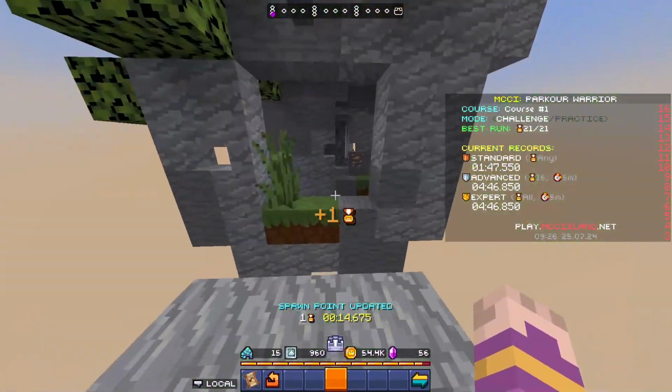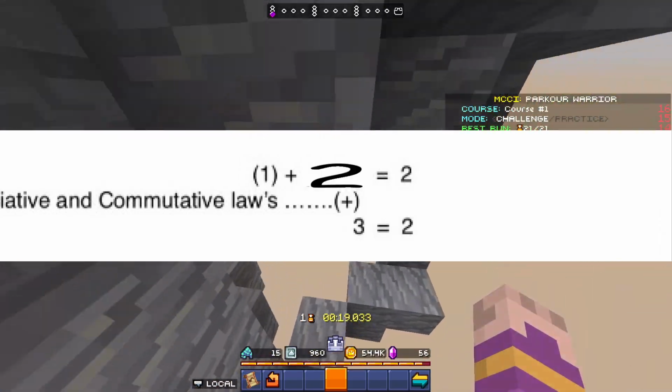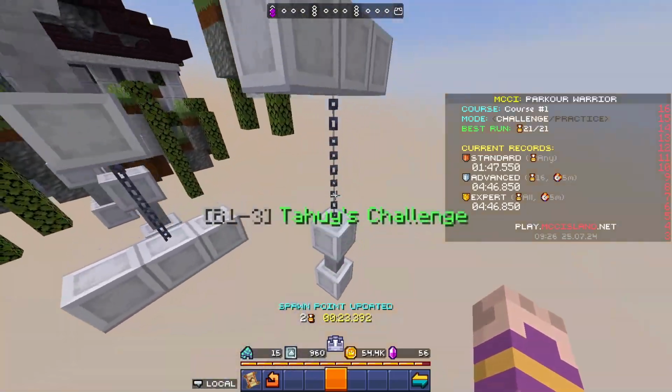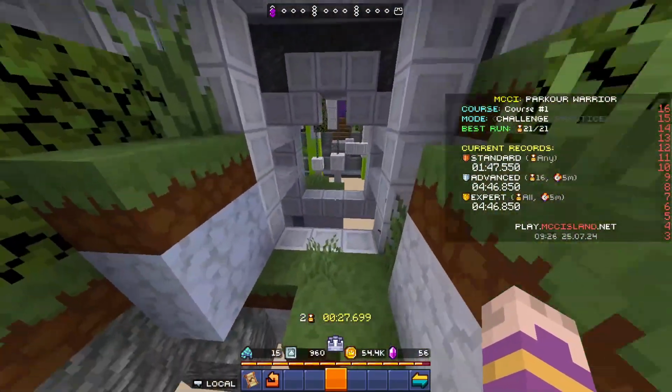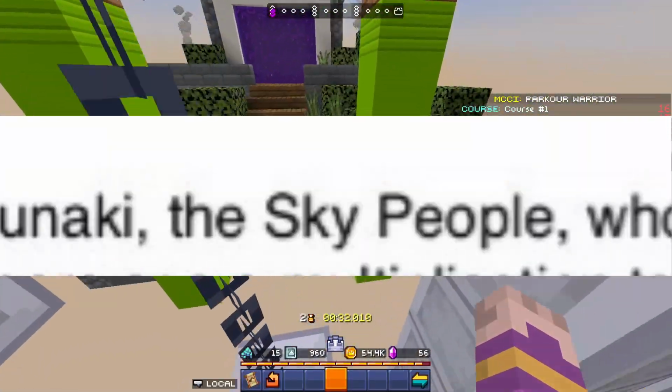You are going into the first equation assuming that 1 times 1 is equal to 2. That's not how you prove 1 times 1 equals 2. You have to derive it. You can't just assume it at the start. And then on the other pages he talks about the sky people.